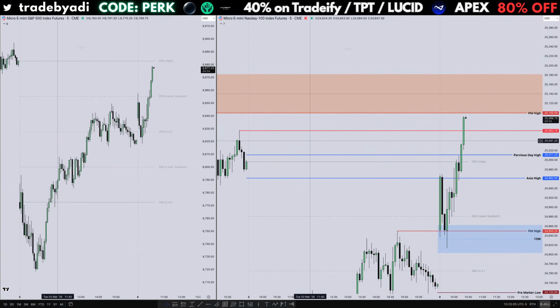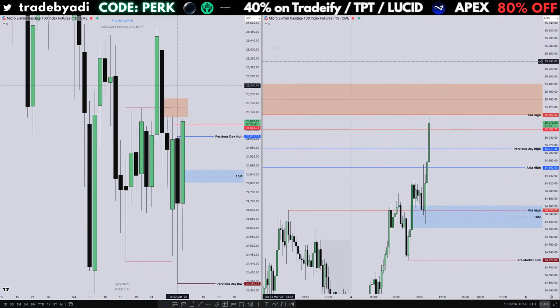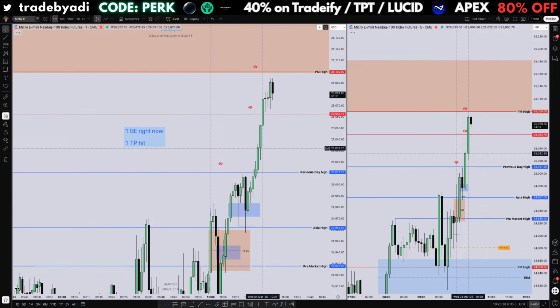And I showed the draw on liquidity: this is the nearest buy side liquidity, and also the PM session high is the major buy side liquidity. It is the session liquidity, that's why. And also this is Monday's candle, previous day high, the current week high also, you can say. So there were multiple reasons, and that's why I always tell you, you have to look at how the market is going to react.